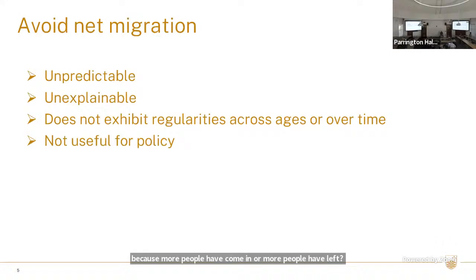And then for modeling or forecasting or anything like that, net migration doesn't exhibit the same regularities. Sometimes you do find some trend lines, but it doesn't exhibit the same regularities that you see with the flows of inflows and outflows over time, across ages and so on. And lastly, this is something I keep arguing for the Australian government especially: it's not useful for policy.